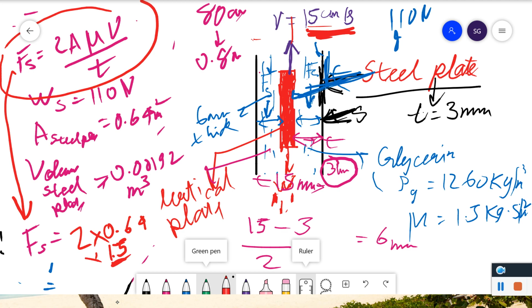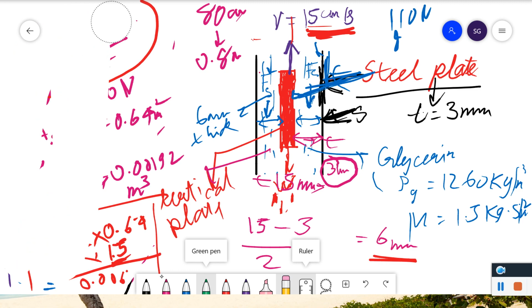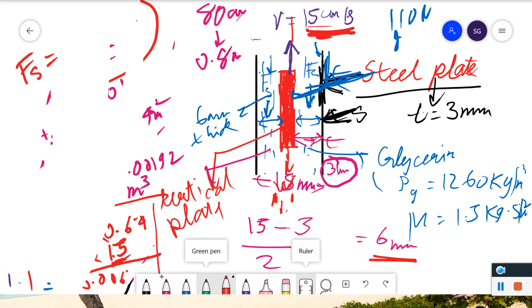Everything is given. Velocity is given, and then thickness. Thickness is 0.006. You can see this 6 mm means 0.006 meter. I am writing everything in SI units. This area we know. So Fs will come out to be shear force, total shear. This Fs comes out to be 48. Fine.